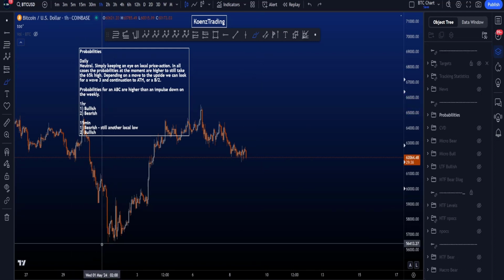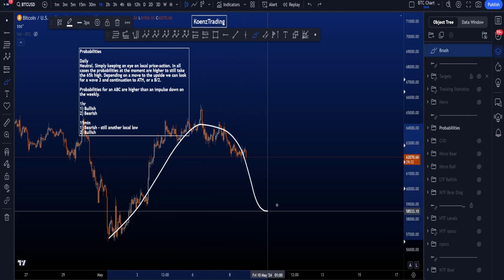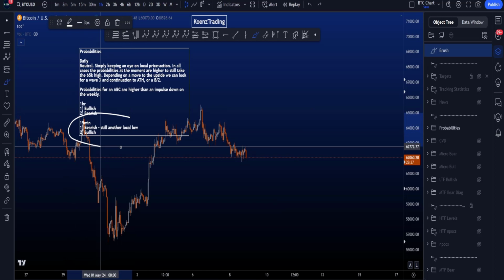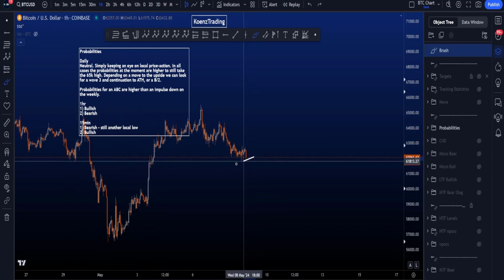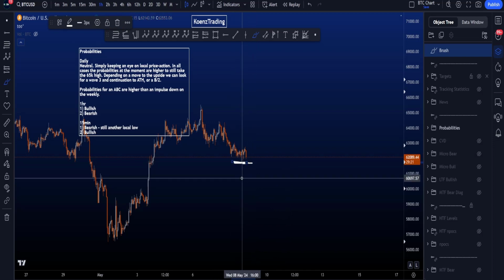On the 1 hour time frame, this time frame over here, the probabilities are higher for the bullish scenario, where we are looking for price to at least take the 65k high, and on the 15-minute time frame, the probabilities here very locally are higher to still take this low sooner or later.